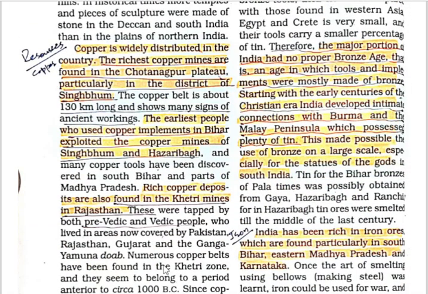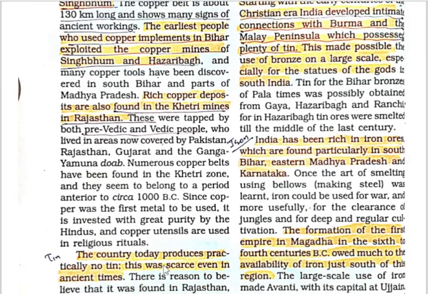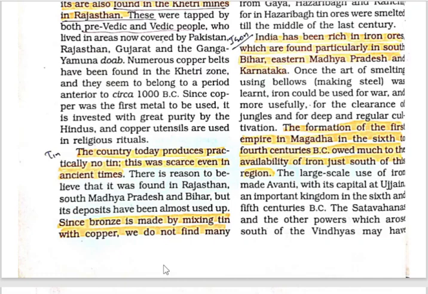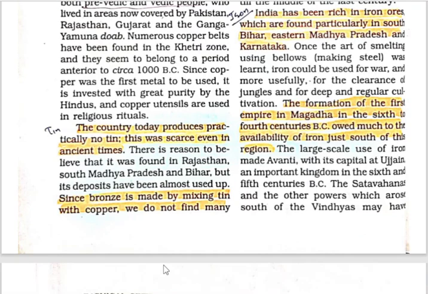So copper is widely distributed in the country, and we see that the richest copper mines are found in the Chota Nagpur Plateau, particularly in the district of Singhbhum and Hazaribagh. So rich copper deposits are also found in the Khetri mines of Rajasthan. We just read about this. Okay. Tin. So the country today produces practically no tin, and this was scarce even in the ancient times, right?